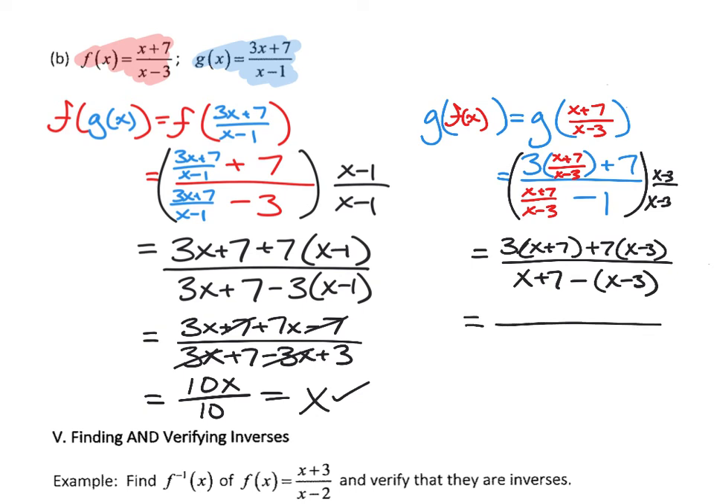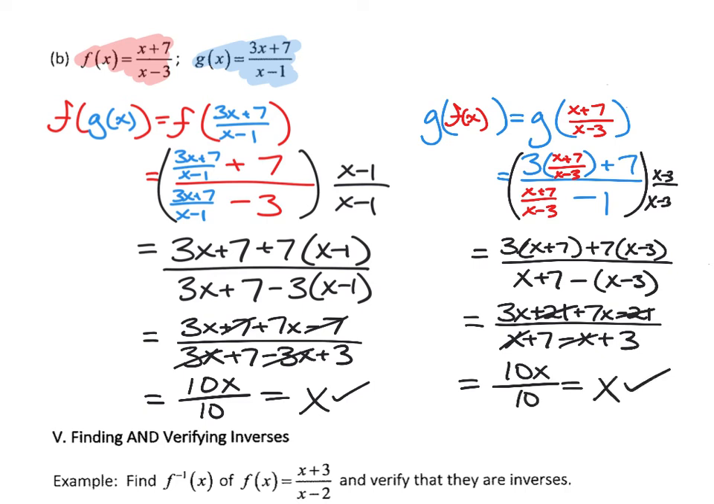A whole lot of distribution happening here. This is 3x plus 21 plus 7x minus 21, and then x plus 7 minus x plus 3. Combine all my like terms. These 21s cancel, so again I have 10x in the numerator. These x's cancel, and I have 10 in the denominator. Oh, look! We reduce back down to x.